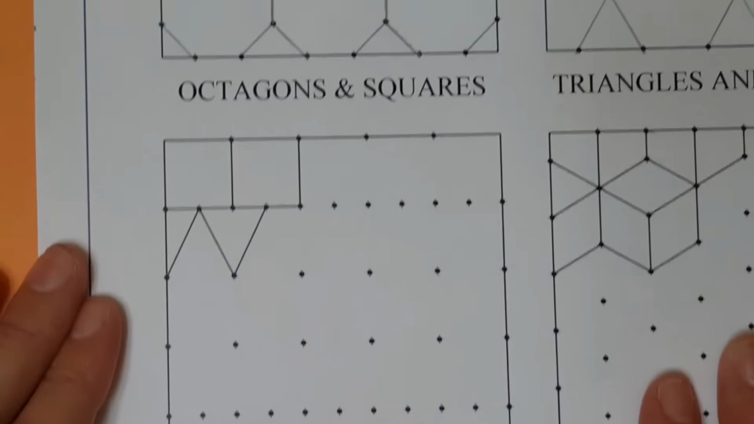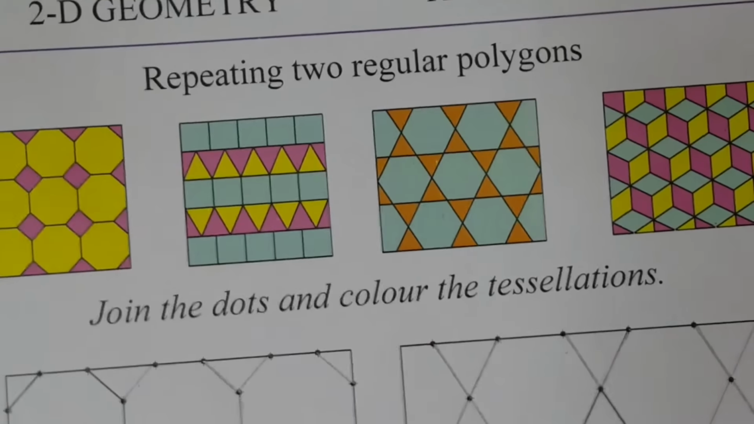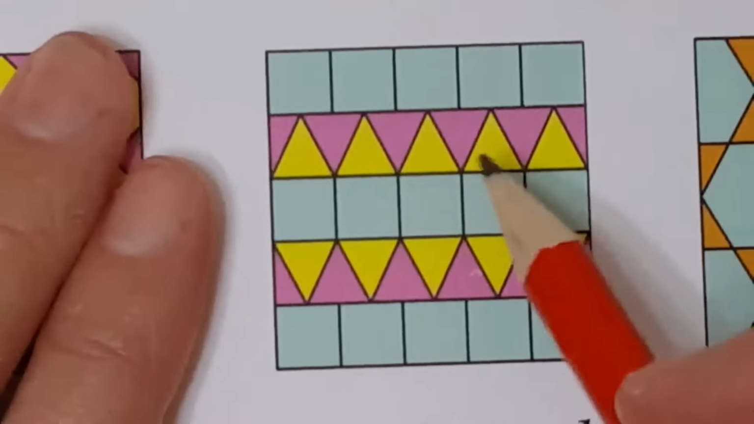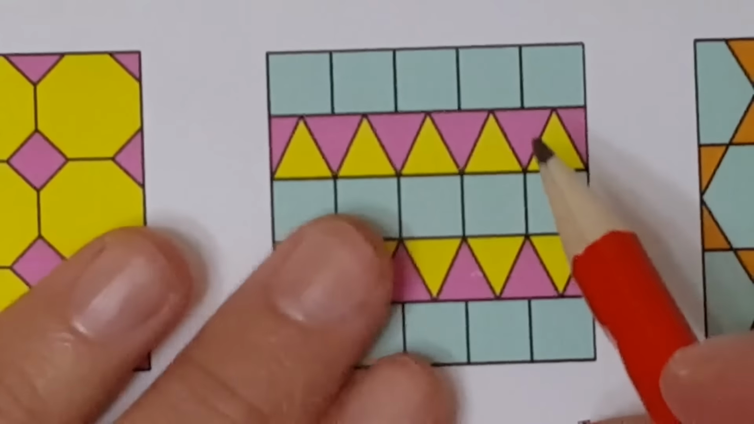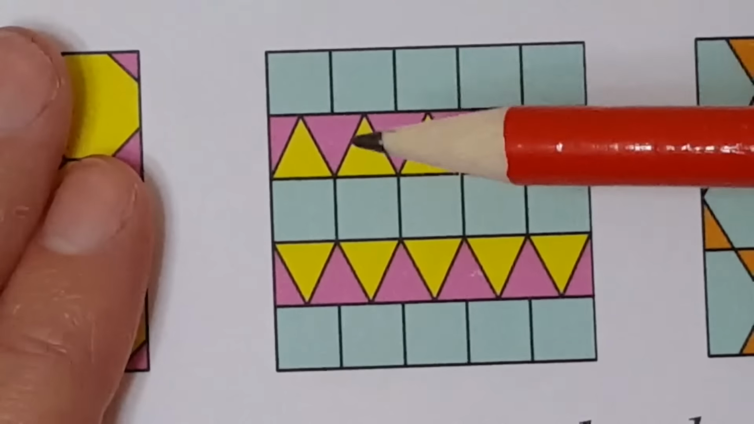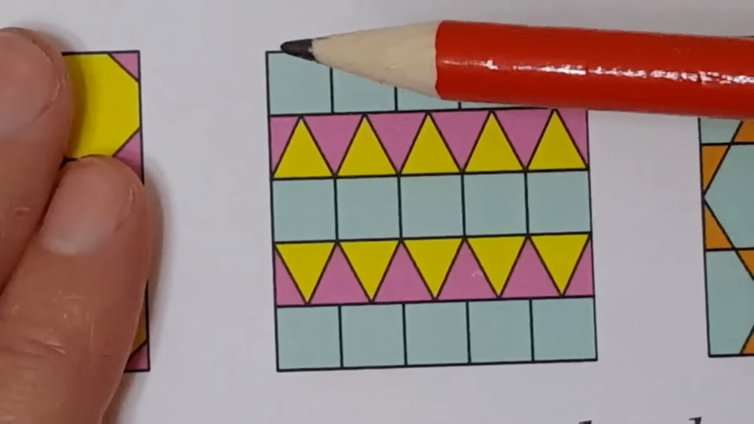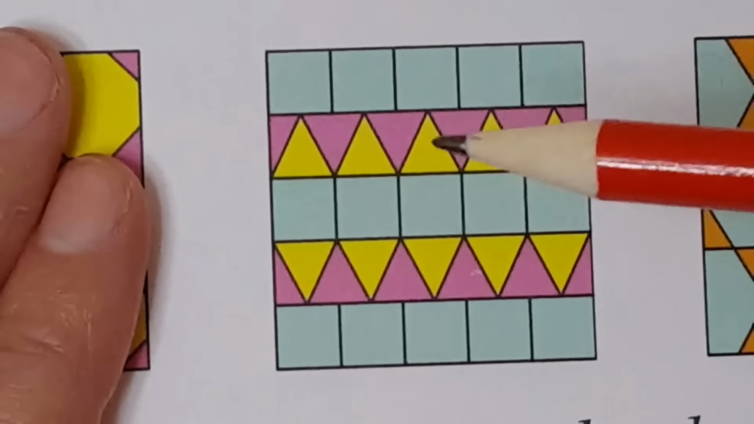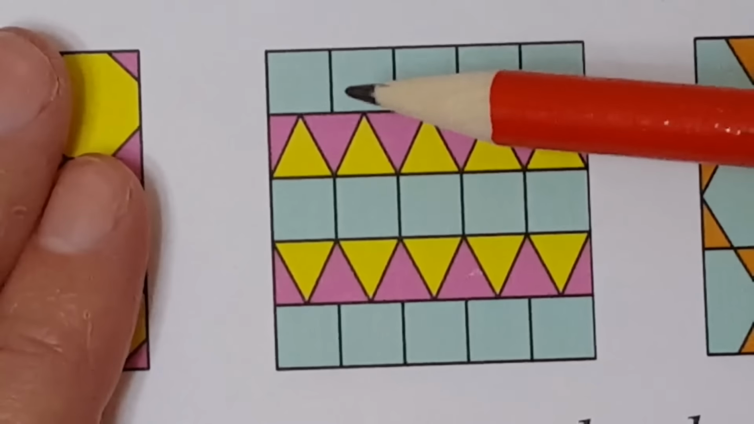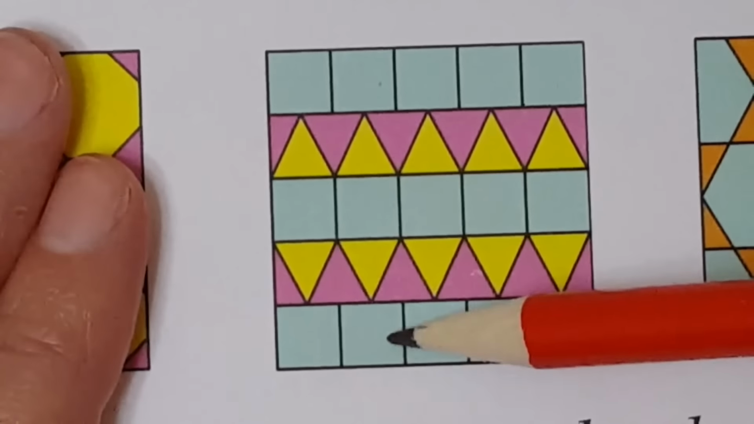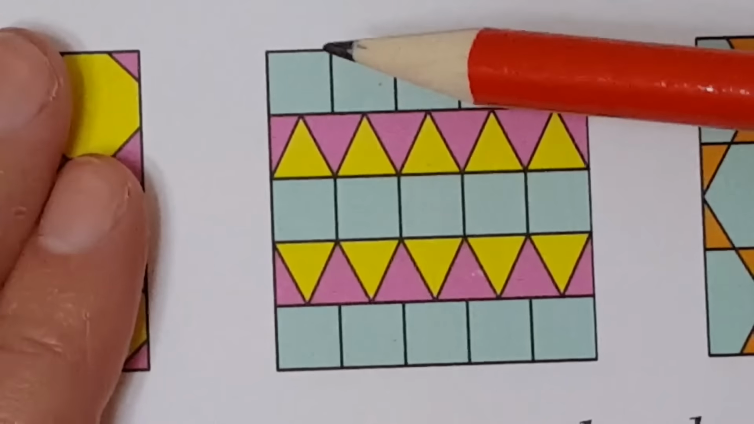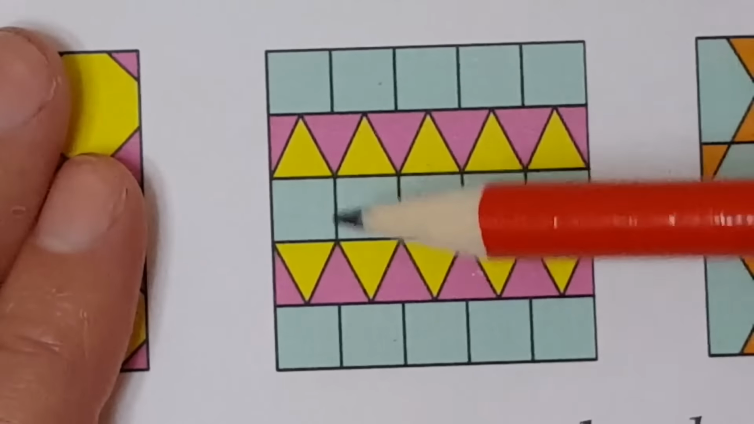On to the next tessellation, which is made up of squares and triangles. Now let's take a look at the reference image. At first glance, I notice immediately that the first, third, and fifth rows are the same. They are all made out of squares. And the second and fourth rows are made up of triangles.